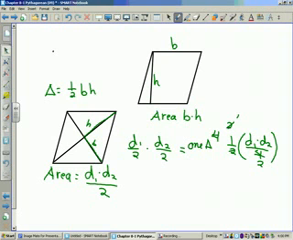2 different formulas. This one when we're given diagonals, and this one when we're given height and base. So I think that will help you.